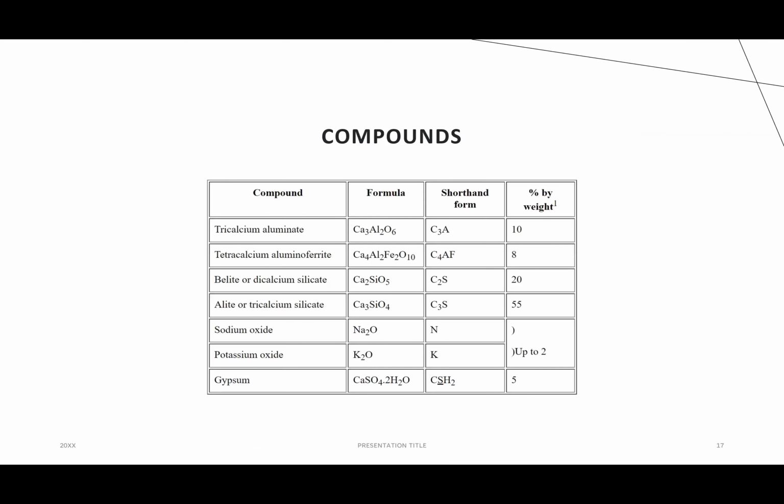And this is just a chart that shows the compounds of cement. The first one is tricalcium aluminate. This is around 10% of it. Then the tetracalcium aluminoferrite. This is about 8%. Then the belite, that's around 20%. And then the alite is 55%. And then the sodium oxide and the potassium oxide are up to 2%. And the gypsum is around 5%.